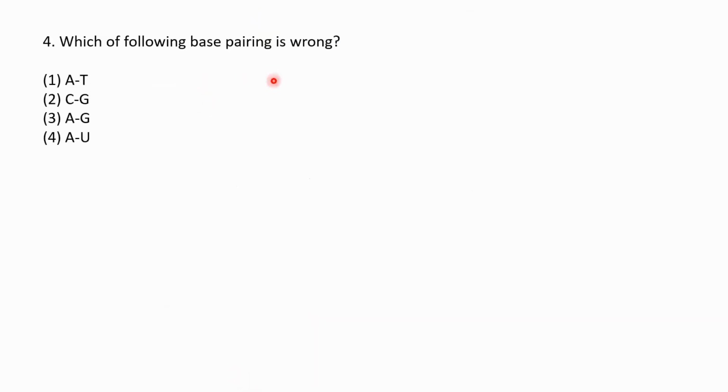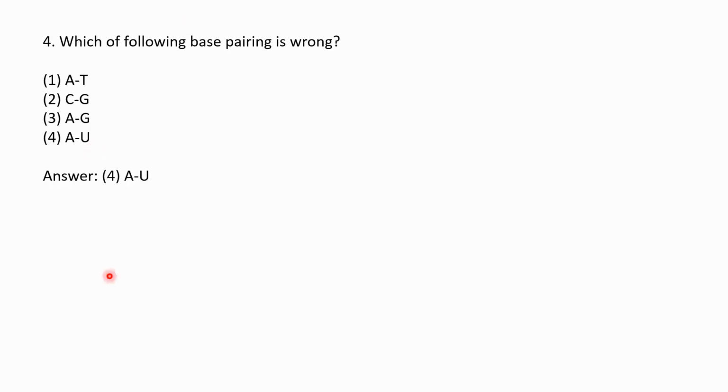Which of the following base pairings is wrong? If we go through the Watson-Crick base pairing, A forms a bond with T and C forms a bond with G. A may also form a bond with U in the case of RNA. So the incorrect base pairing is A forming a bond with G. Sorry, the correct answer should be A forming a bond with G.